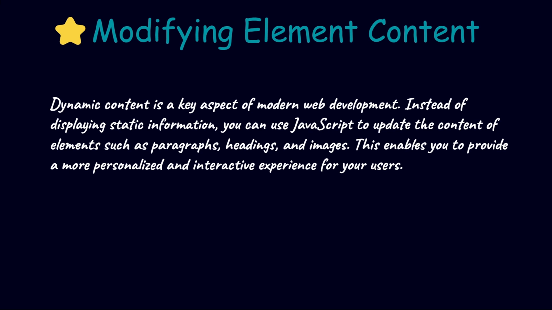So dynamic content is a key aspect of modern web development. Instead of displaying static information, you can use JavaScript to update the content of elements such as paragraphs, headings, and images. This enables you to provide a more personalized and interactive experience for the users. So basically, whenever you need to modify some content dynamically without going to the HTML file and hard coding the data, you can use DOM manipulation for that.